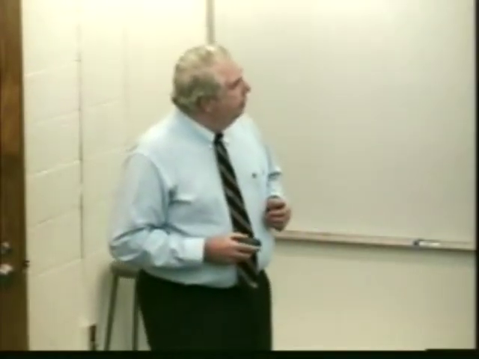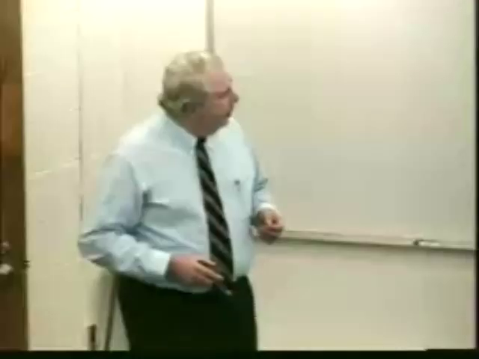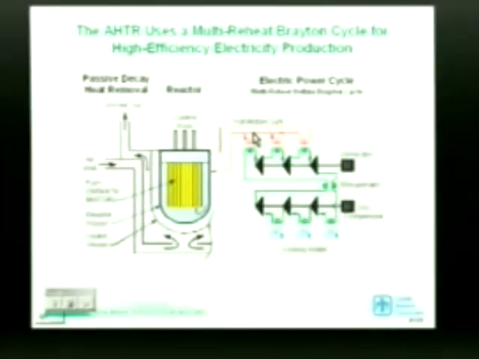Here's the advanced high-temperature reactor for a power cycle for electric production. It uses a multi-reheat Brayton cycle for high-efficiency electric production. This is the Brayton equivalent of the steam cycle used at a coal-fired power station, such as Bull Run or Kingston or any of the other TVA coal-fired power plants. Here we have the reactor core, hot molten salt, and a helium cycle. This helium cycle is a little bit different than the traditional helium cycle.